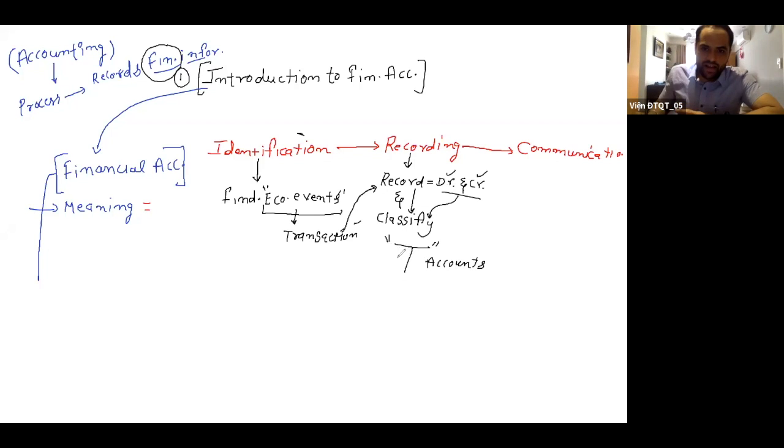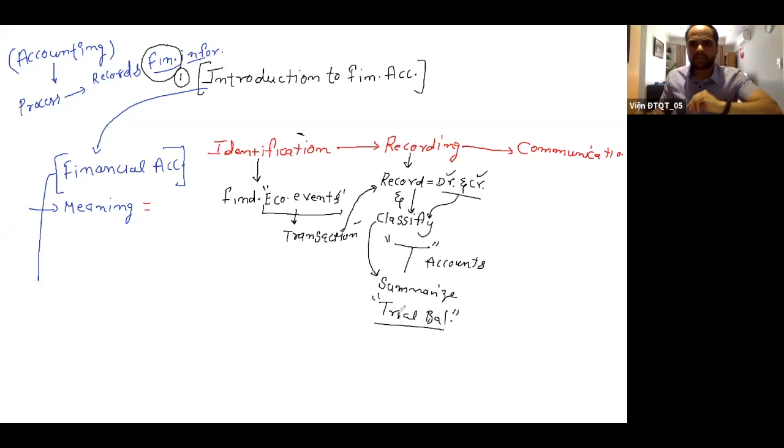So once we classify, after classifying, we're gonna do one more thing, which is summarize. We're gonna summarize it using trial balance. But what is trial balance? Again, I will explain later. So that's called recording. Once we get the information, we're gonna record, we're gonna classify, and we're gonna summarize it.